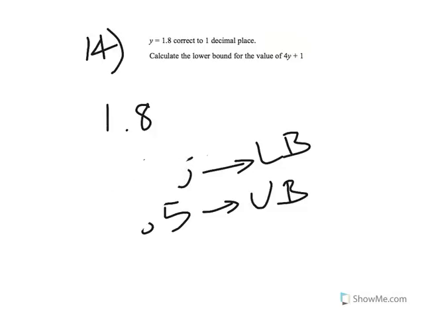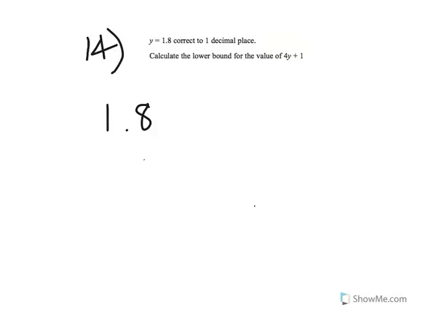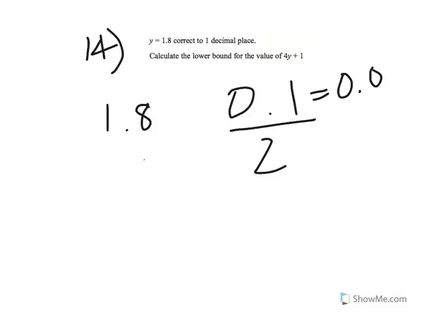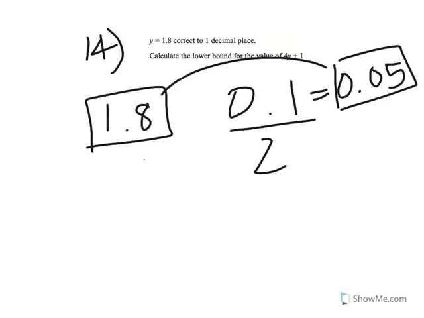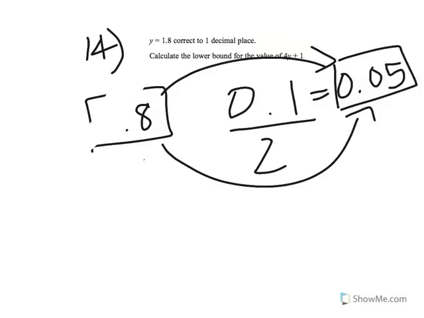Pretty simple. Now a way of calculating the upper and lower bound is you just take the amount it was rounded to, so it's 1 decimal place. In this case 1 decimal place is 0.1, correct? And you just divide this by 2 and you'll get 0.05. Now when you want to find your lower bound, you just take the original number and subtract this number. If you want to find the upper bound, you just add this number. Okay? So that's pretty simple.